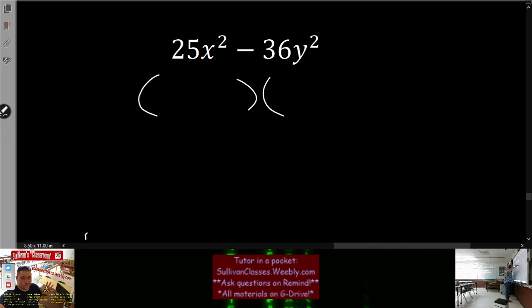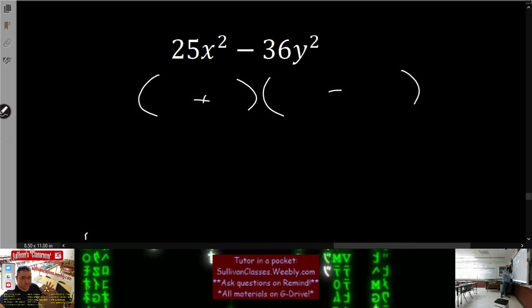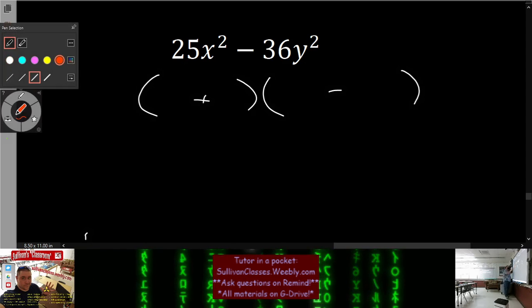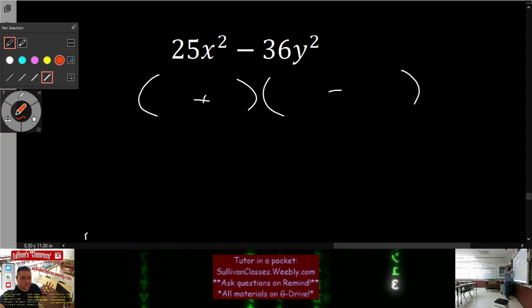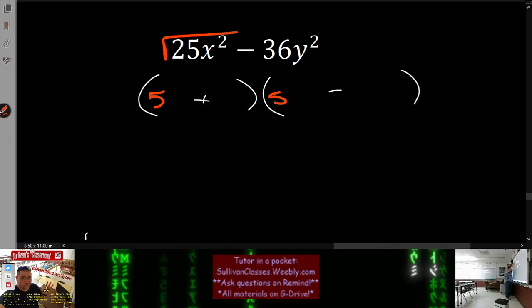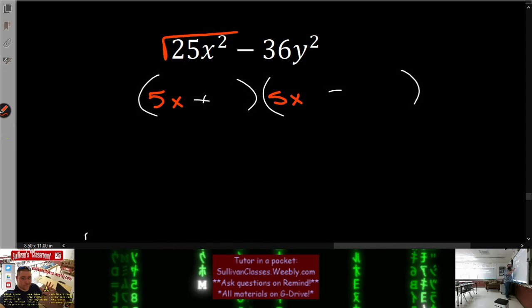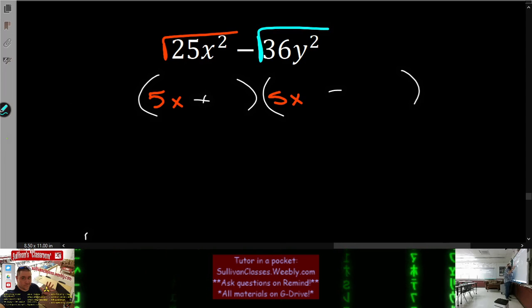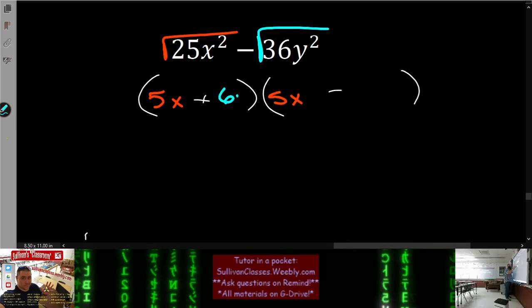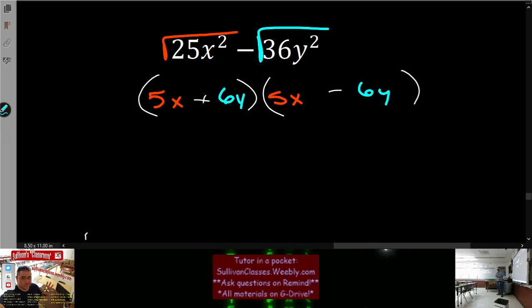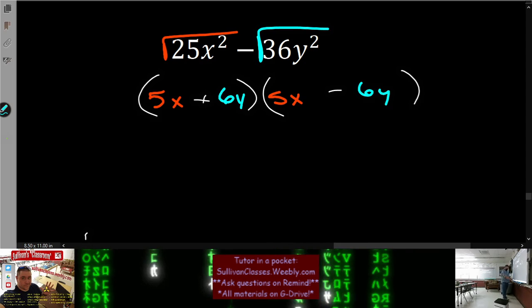So, it is a nice plus-minus pair. It is already perfect squares. But just like before, I was able to do the square root of 25 and the square root of x squared. What will I do for this one? 6y. Okay? Just be aware of it.